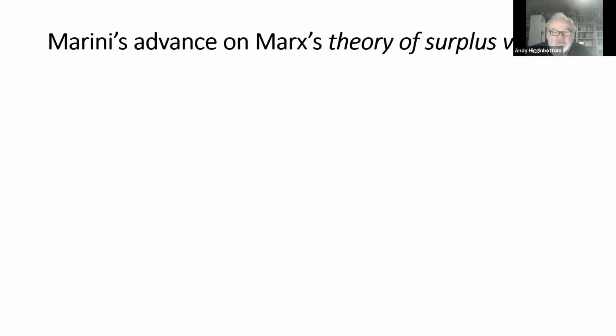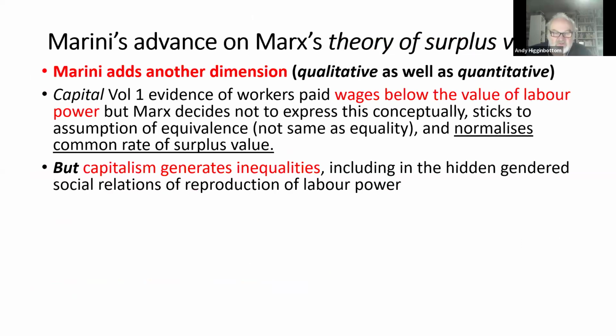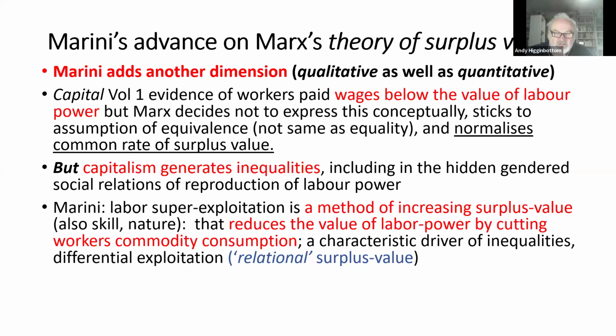Right. So I've argued, and I'm just going to do this very quickly, that this is an advance on Marx's theory of surplus value. Marini was very conscious, I think. In Dialectics of Dependency, which we now have in English, he's saying this is a fourth thing. This is another dimension of surplus value, and it's a qualitative as well as quantitative one.